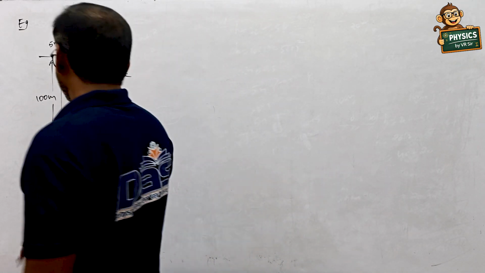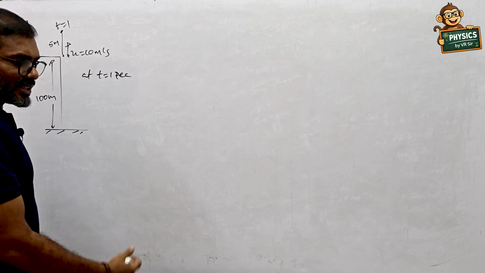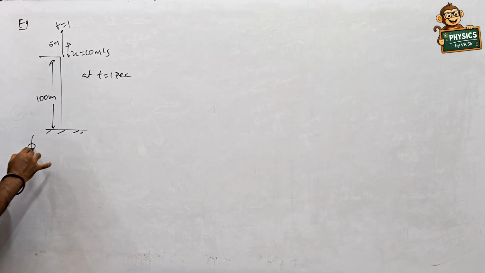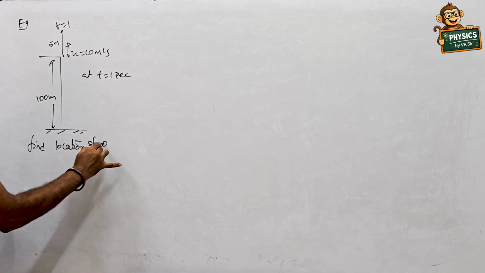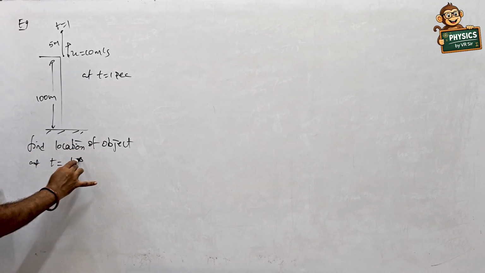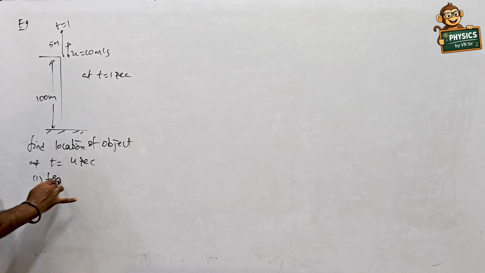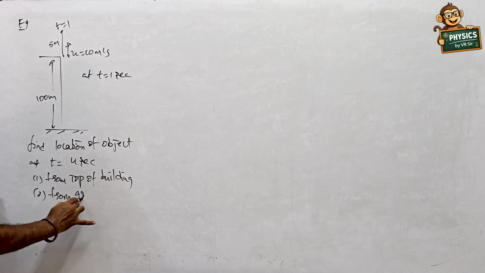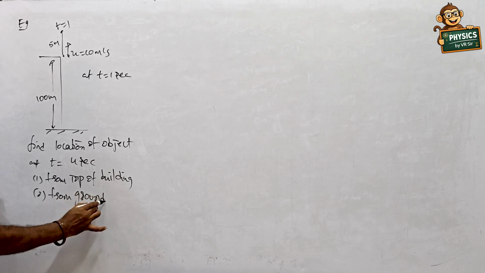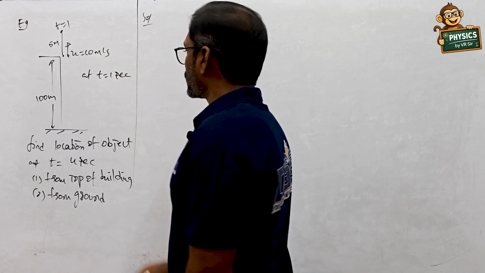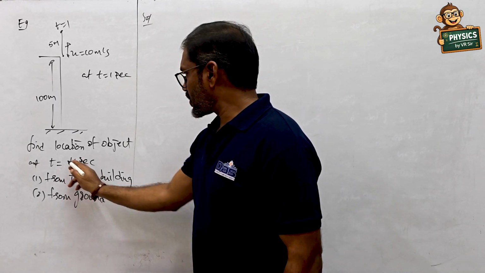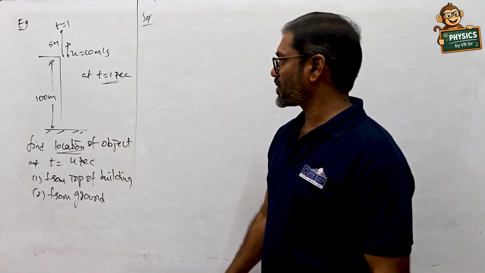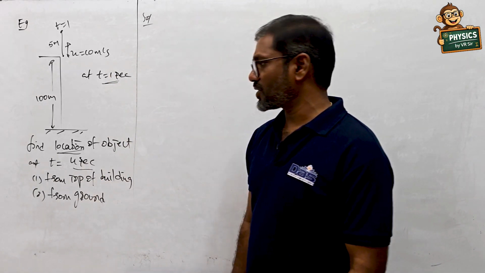Now, here we want to see if we get the displacement as negative, what does it mean? Now, the question is: find the location of the object at t equivalent to 4 seconds. One is from the top of a building and the other one is from the ground. So this is what we need to understand. Now, same old formula. They are asking us for a location, which means we need to find the displacement related to the time at a particular time, which they have given as 4 seconds.